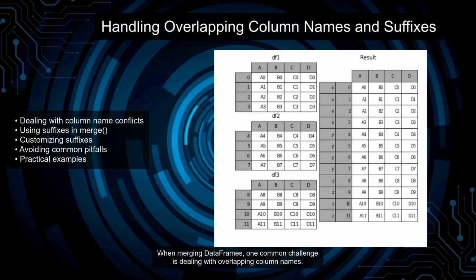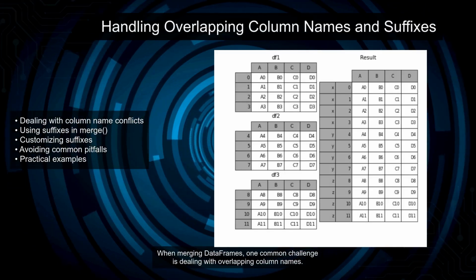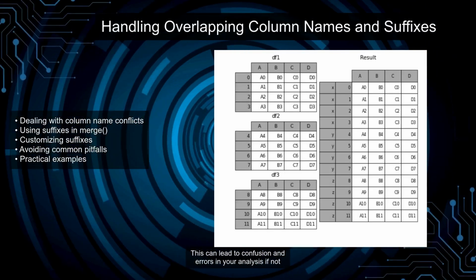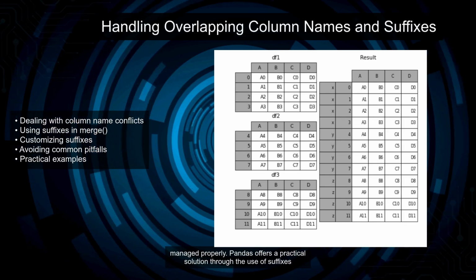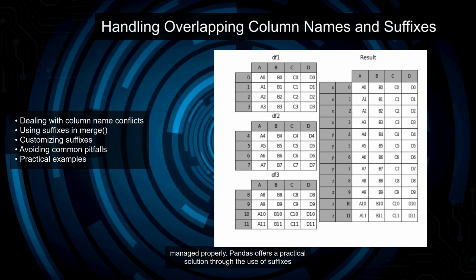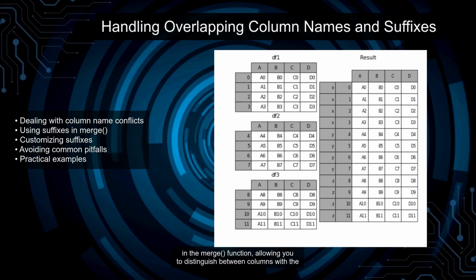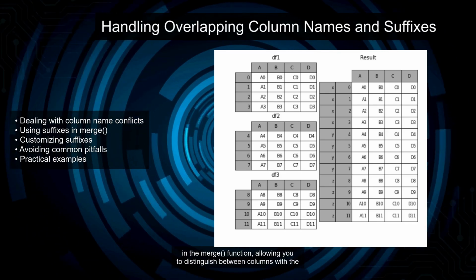When merging data frames, one common challenge is dealing with overlapping column names. This can lead to confusion and errors in your analysis if not managed properly. Pandas offers a practical solution through the use of suffixes in the merge function, allowing you to distinguish between columns with the same name from different data frames.